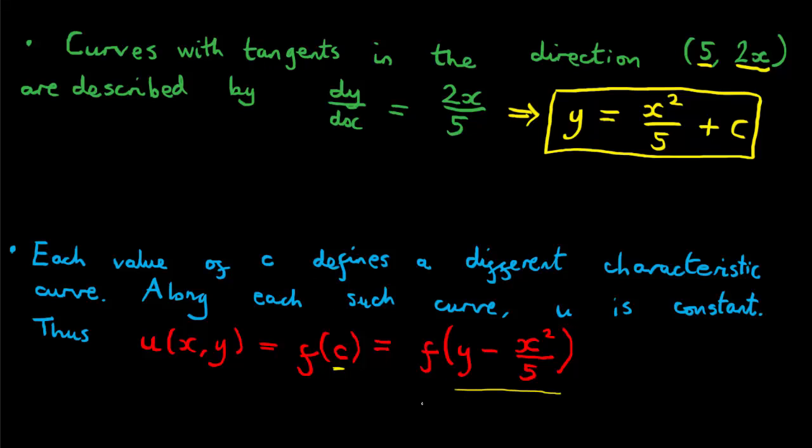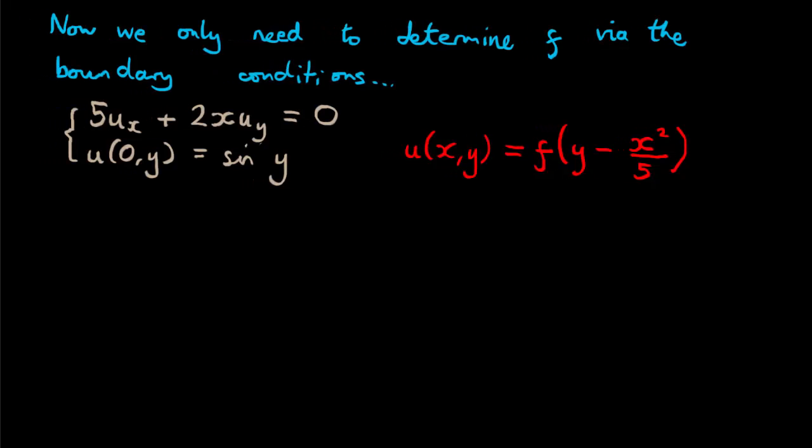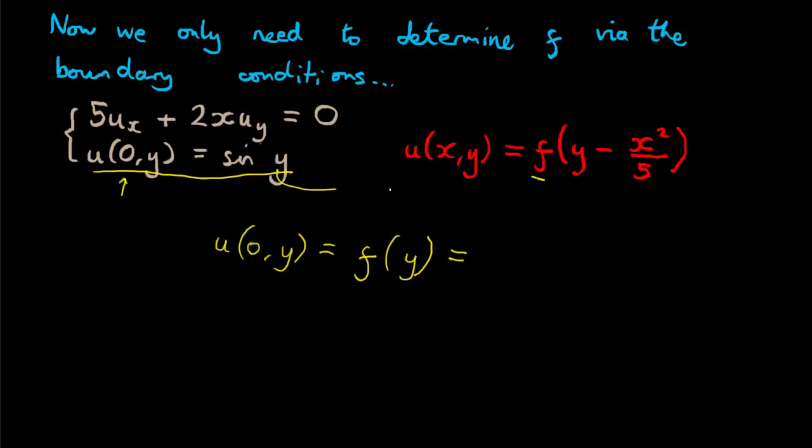But we've got a boundary condition that we can apply to find out what this arbitrary function f actually is. So all we need to do now is find f via the boundary conditions. This is our original equation, and we have this boundary condition that we haven't yet used. It tells us something about when x is equal to 0. So let's see what the general solution becomes when we put x equals 0. If we have u of 0 and y, that's just going to be f of y minus 0 squared over 5. So again, that's just f of y.